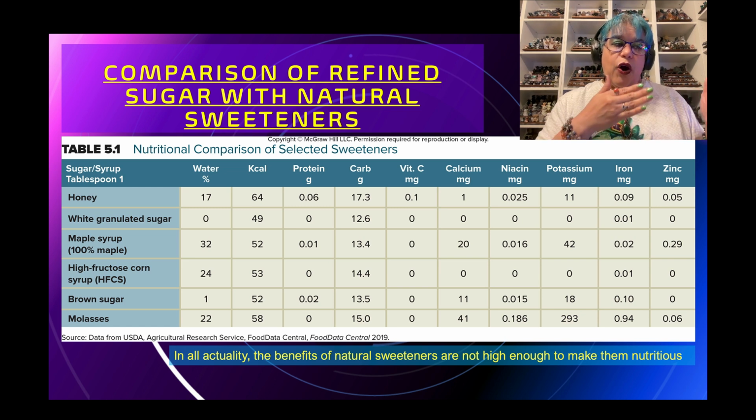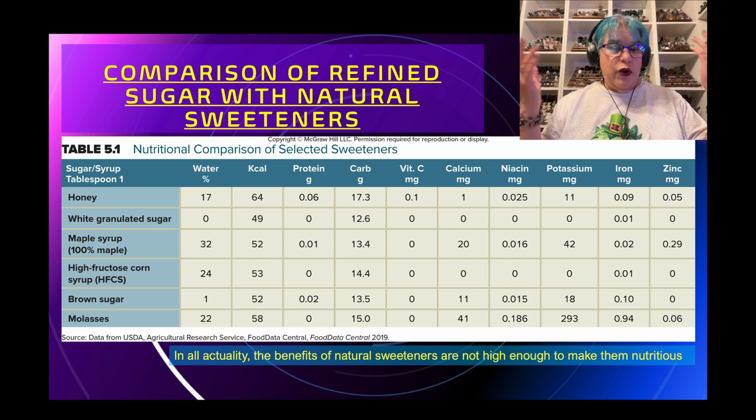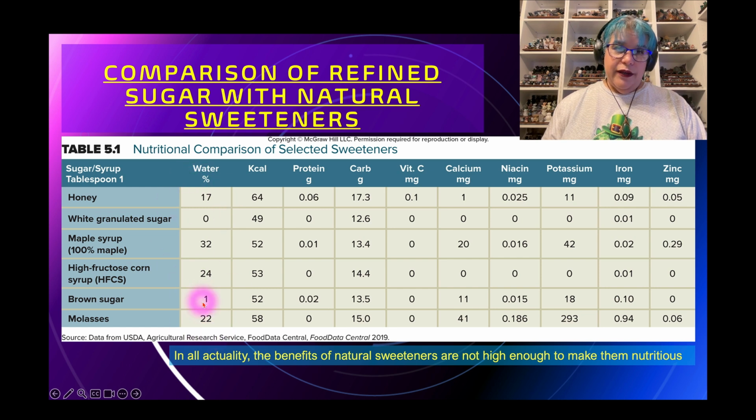When we compare our refined sugar with the natural sweeteners that everybody raves about, the benefits of using honey instead of sugar. When you look at what all of these have, yes, honey has vitamin C and calcium and niacin and potassium, iron, and zinc. Molasses has calcium and niacin and potassium, iron, and zinc.